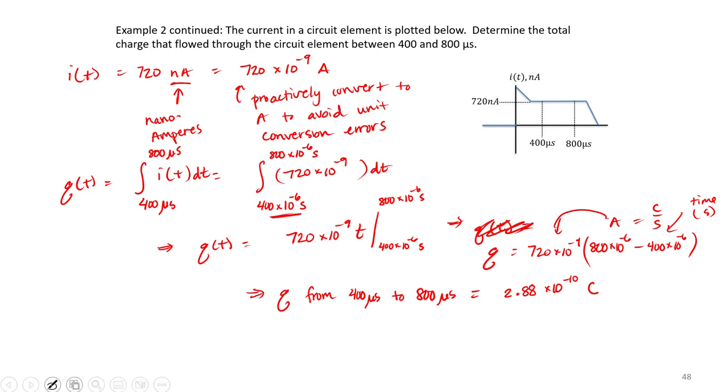So you want to be careful here. Notice that I did convert my units into amperes and seconds so that I could end up with coulombs. If I had left everything in terms of nanoamps and microseconds, I would have gotten an incorrect answer because I had not had everything in terms of amperes and seconds before getting my coulombs. So pay attention to those units as well.